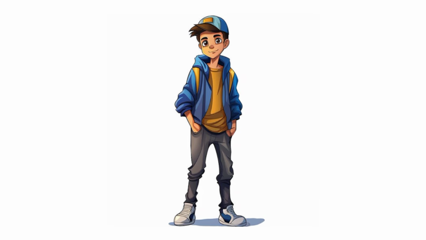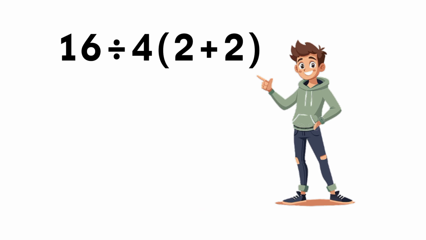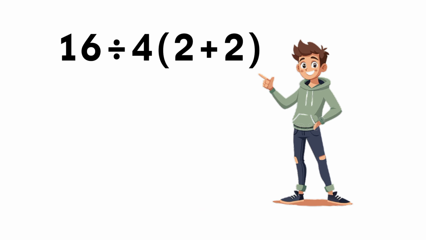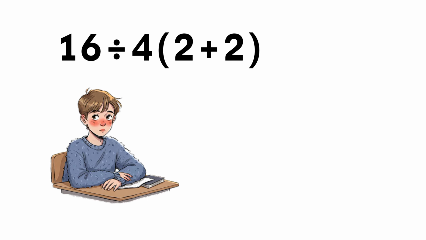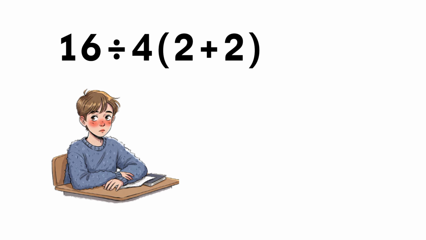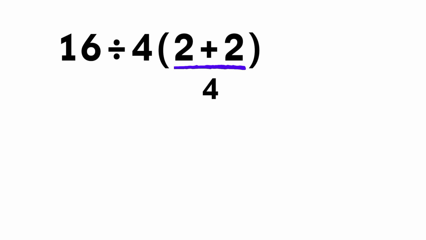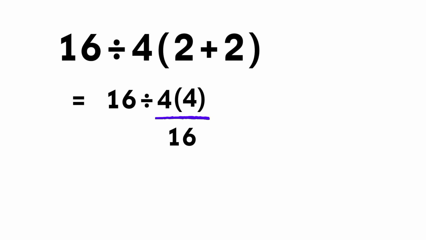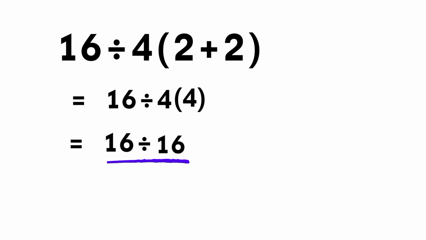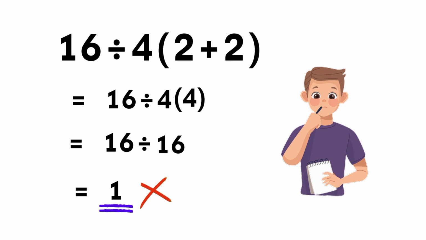What do you think happens when you look at 16 divided by 4, multiplied by a parenthesis that says 2 plus 2? Most people rush and do something like this. They say 2 plus 2 is 4. Then 4 times 4 equals 16, and finally 16 divided by 16 gives 1. That is not correct. Let's walk through it carefully.